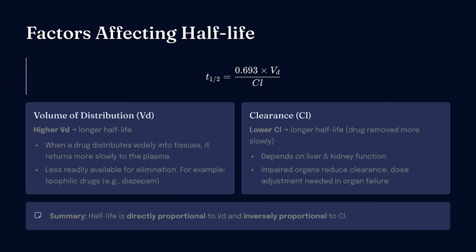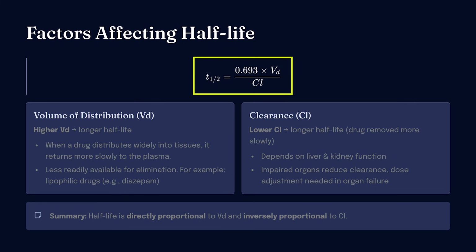Factors affecting half-life. As shown in the formula, half-life is directly proportional to volume of distribution, or Vd. Therefore, a higher Vd means a longer half-life. When a drug distributes widely into tissues, it returns more slowly to the plasma and is less readily available for elimination. This is commonly seen with lipophilic drugs such as diazepam.